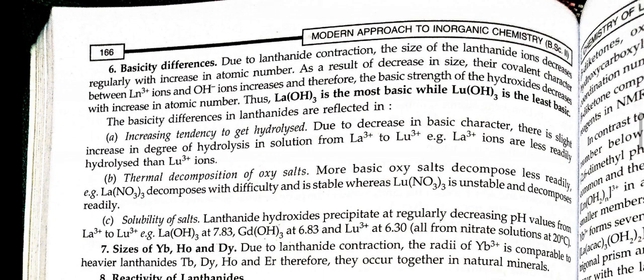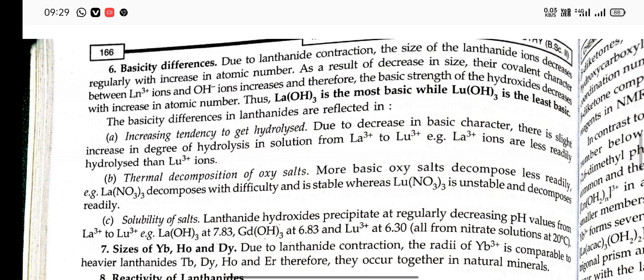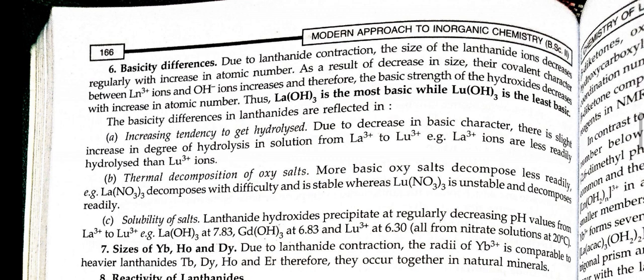Sixth is basicity difference. Due to lanthanide contraction, the size of the lanthanide ion decreases regularly with increase in atomic number. As a result of decrease in size, the covalent character between the La3+ ion and OH- ion increases, and therefore the basic strength of the hydroxide decreases with increase in atomic number. Thus, La(OH)3 is the most basic while Lu(OH)3 is the least basic.